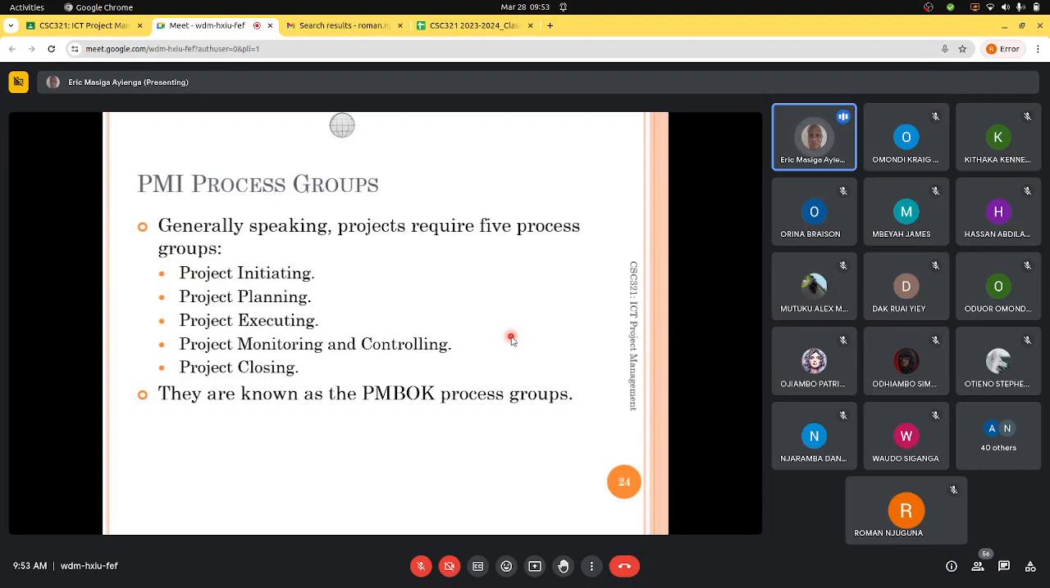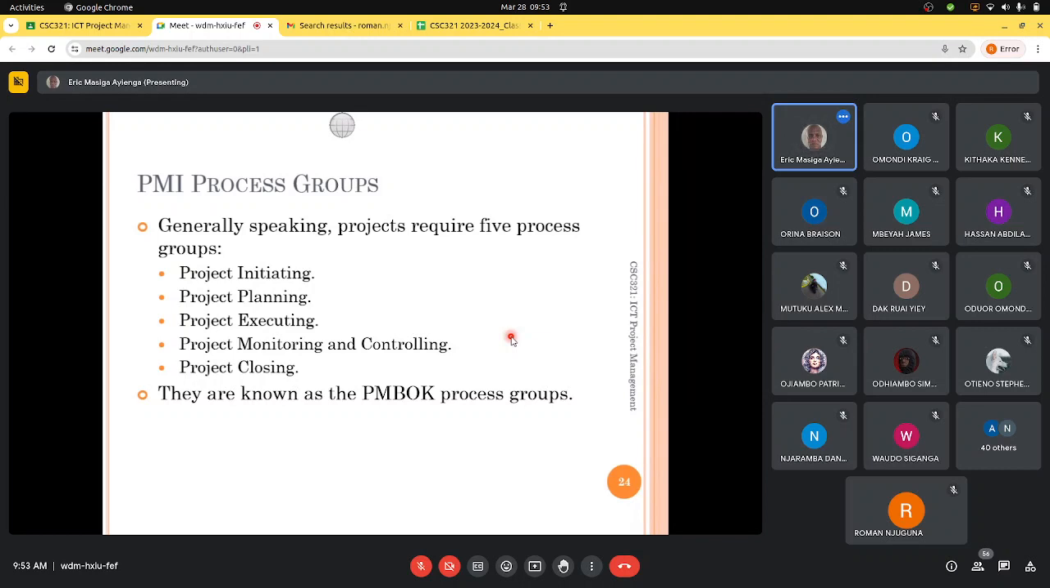So the PMI suggests that within that project team, you select people who will do project initiating. You form a group that will do project initiating. You form another group that will do project planning. Another to do execution, another one to do monitoring and controlling, and another one to do closing. Now, these are known as the project management body of knowledge process groups.